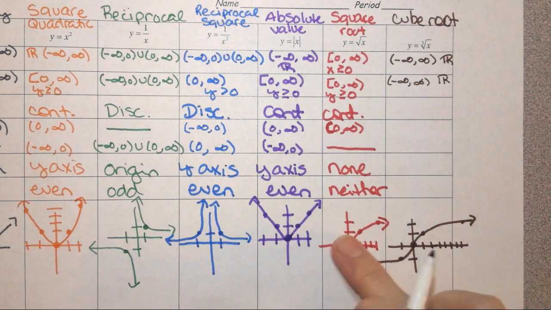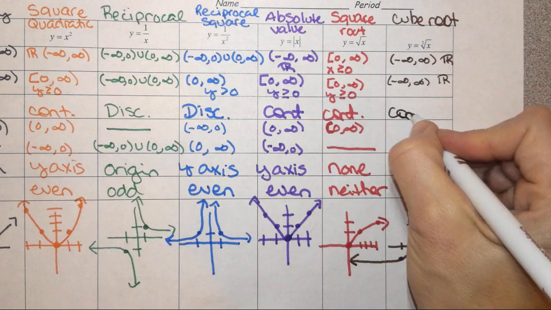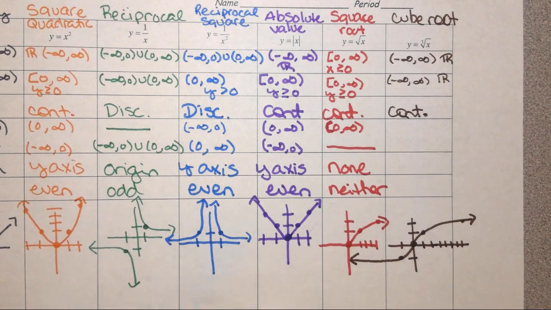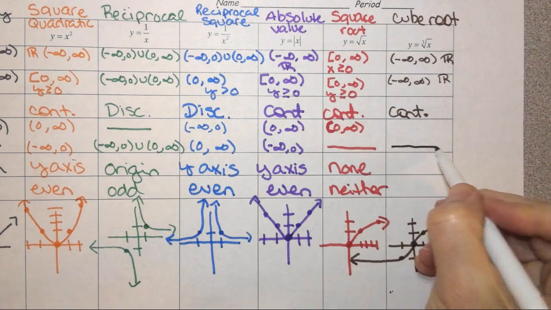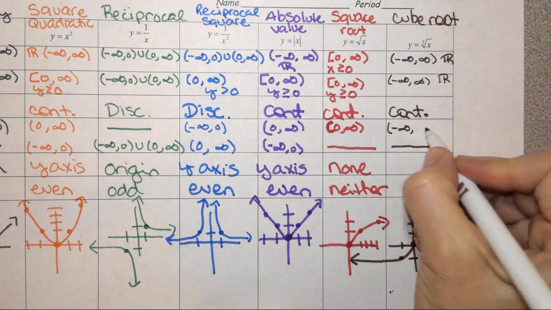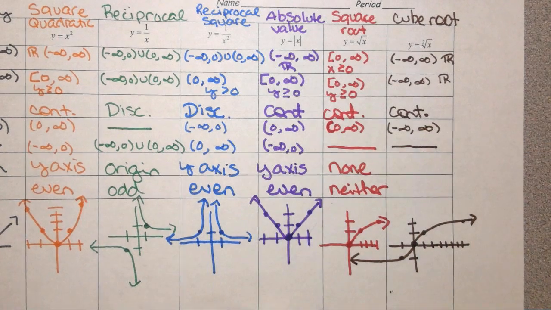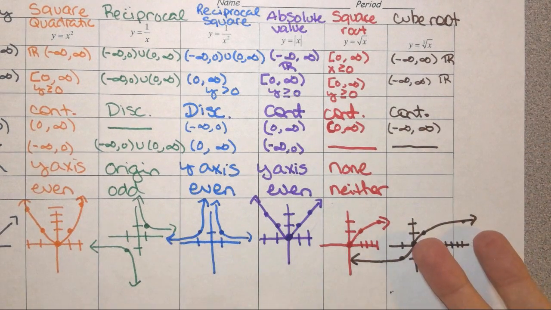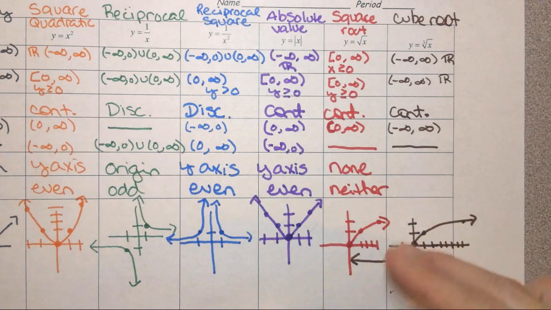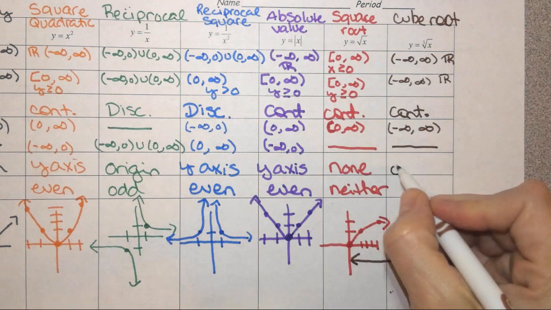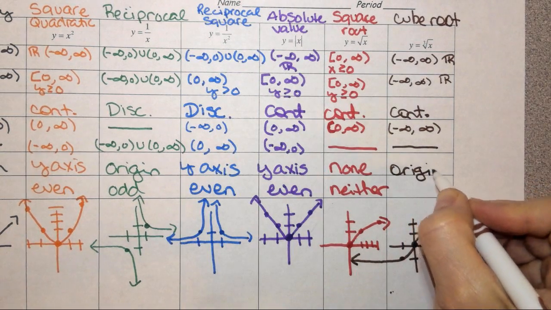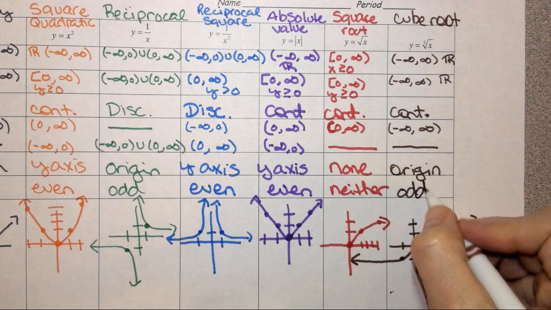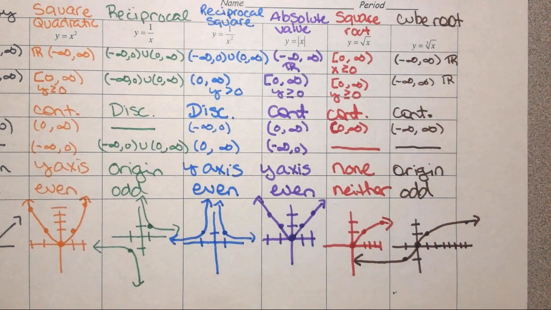I never pick up my pencil as I go from left to right, so we're going to call it continuous. As I go from the left to the right, my function is continually increasing, so there is no decreasing. It's increasing from -infinity to +infinity. This is symmetric about the origin because I can do a double flip. Because it's symmetric to the origin, we're going to call it odd.